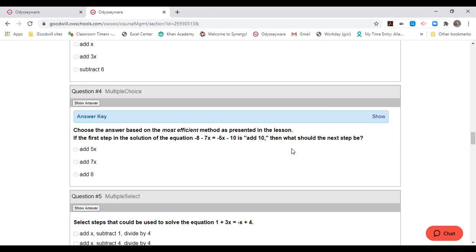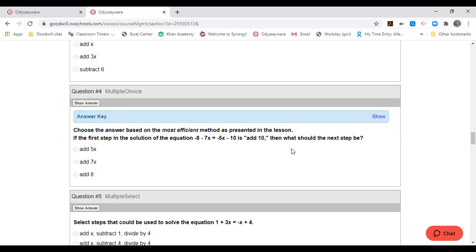Okay, if you're going to add 10, you're going to get rid of that negative 10 on the right, and the 10 is going to go to the left. So then you're going to have plus 10 minus 8 minus 7x equals negative 5x. If you add 5x, now you have nothing on the right-hand side. You want to add 7x, right?